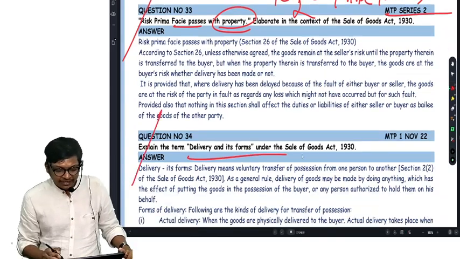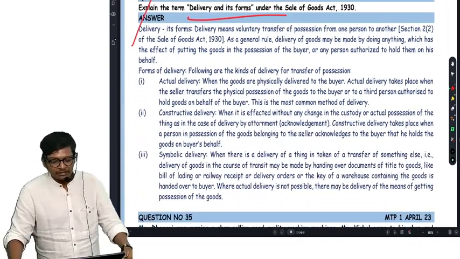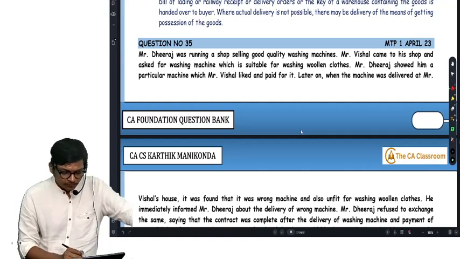Define the term delivery and its forms. We already discussed this in an earlier question. There are 3 types of delivery: actual, constructive, and symbolic delivery. Are you following, guys? Okay, fine.